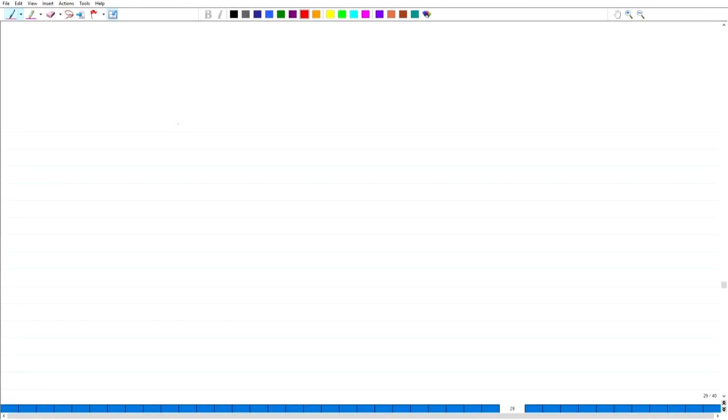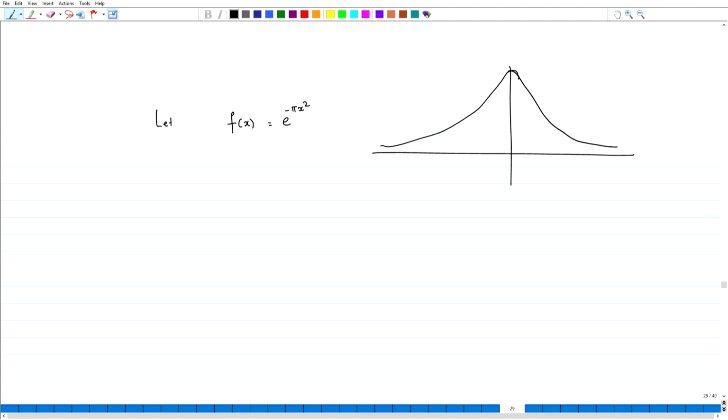So, let us first calculate the Fourier transform of a very nice function called the Gaussian. Let f of x be equal to e to the power minus pi x square. As you can see, it has a tremendous amount of decay. So, this function will decay very rapidly when we go across infinity.